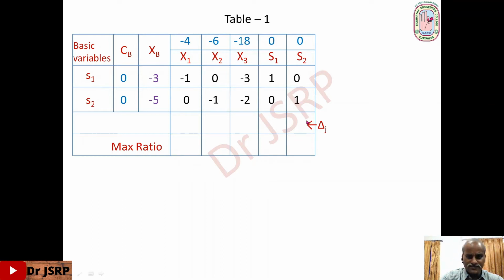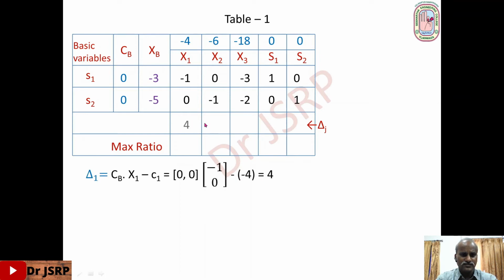Okay, right. Next, to find delta J values here, the formula is the same as in the regular simplex method. First, delta 1 equals CB into x1 minus C1. That is 0 into minus 1, 0, plus 0 into 0, 0, minus of minus 4, plus 4. Same calculation as in the regular simplex method.